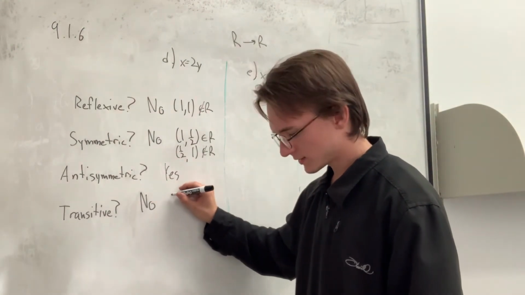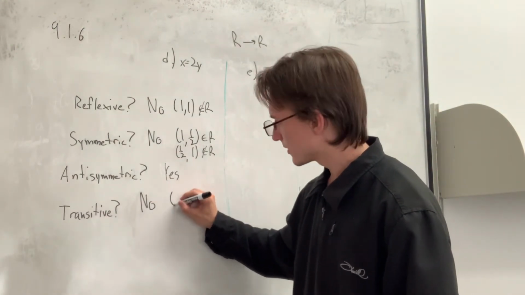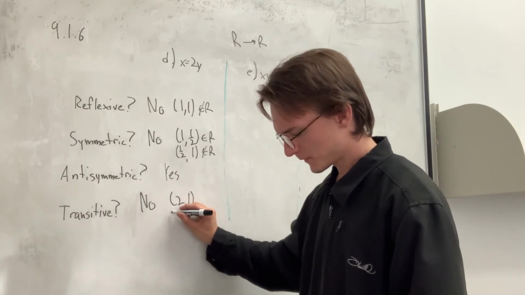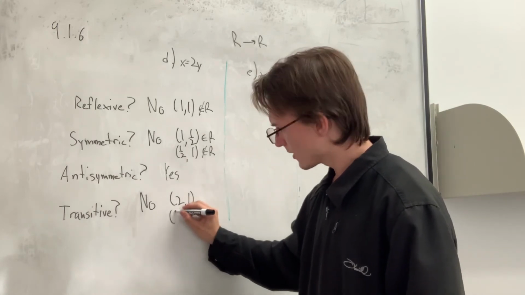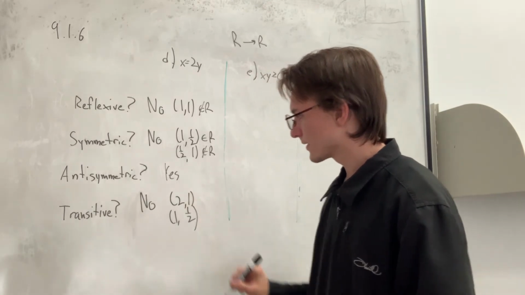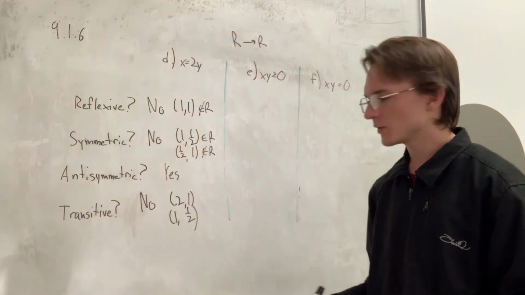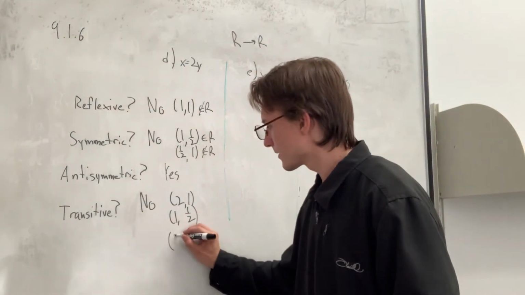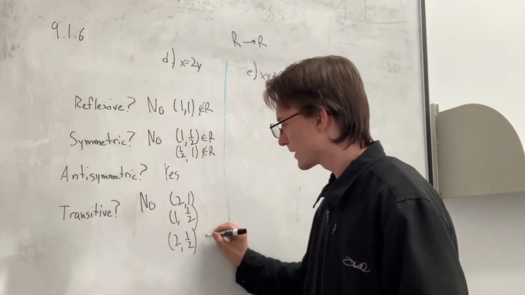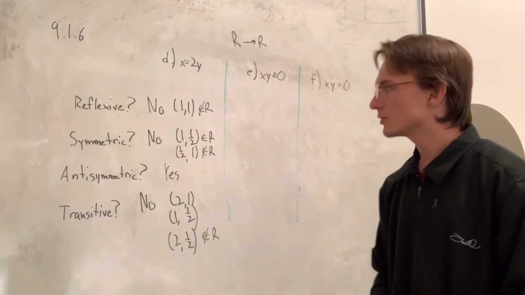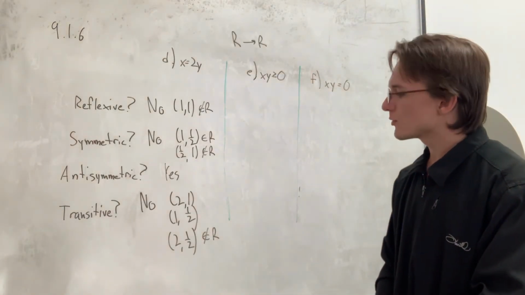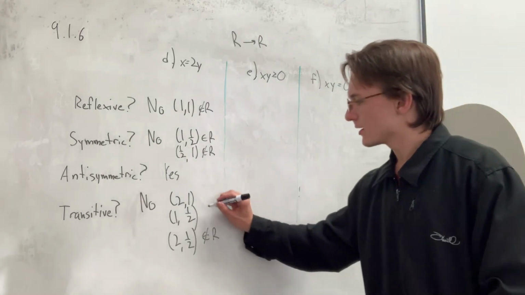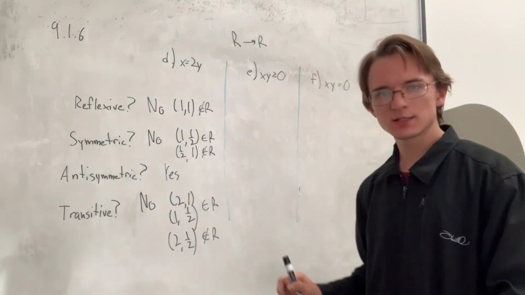No, right? So we have (2, 1), we have (1, 1/2), so therefore we should have (2, 1/2). However, 2 equal to 2 times a half does not hold true. Therefore, it is not transitive.